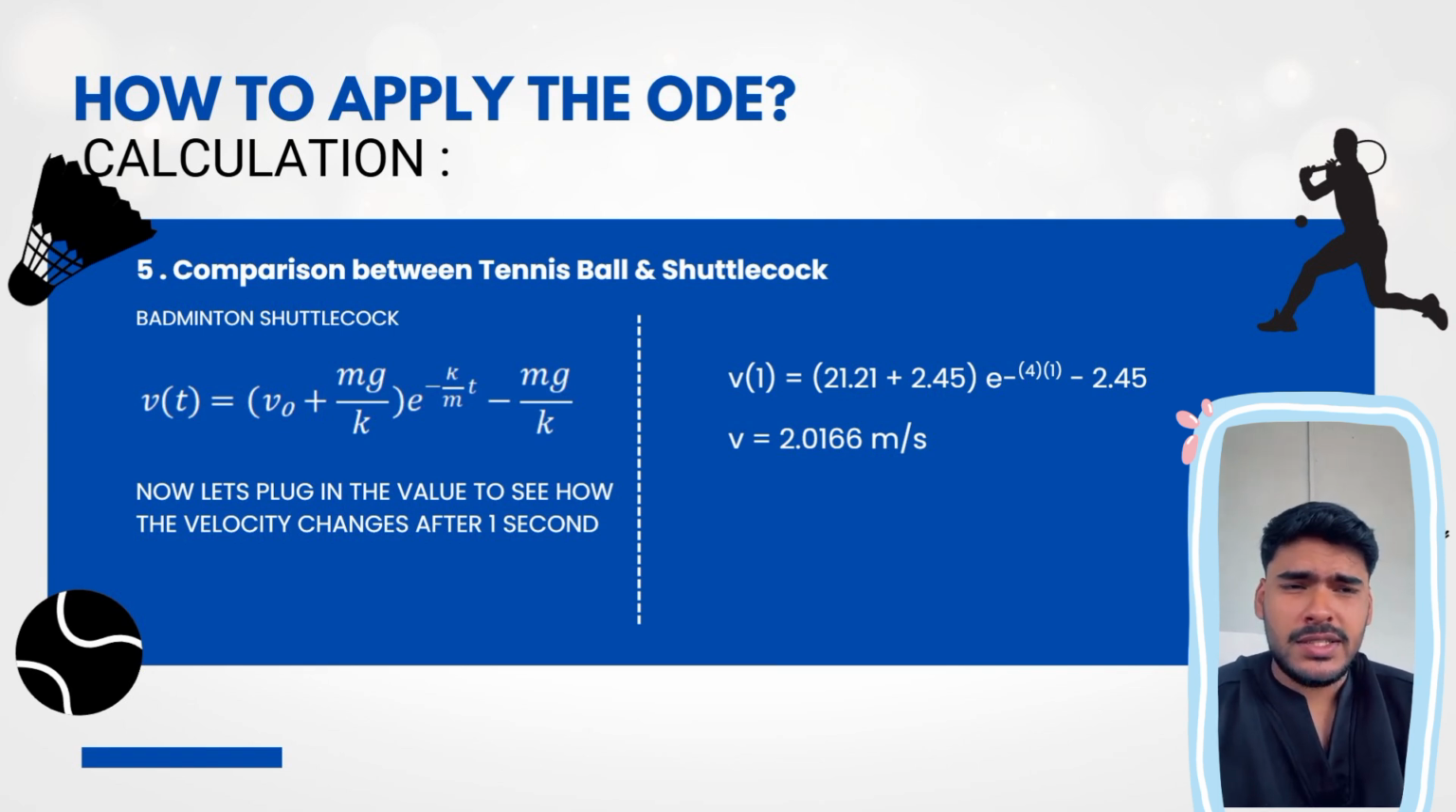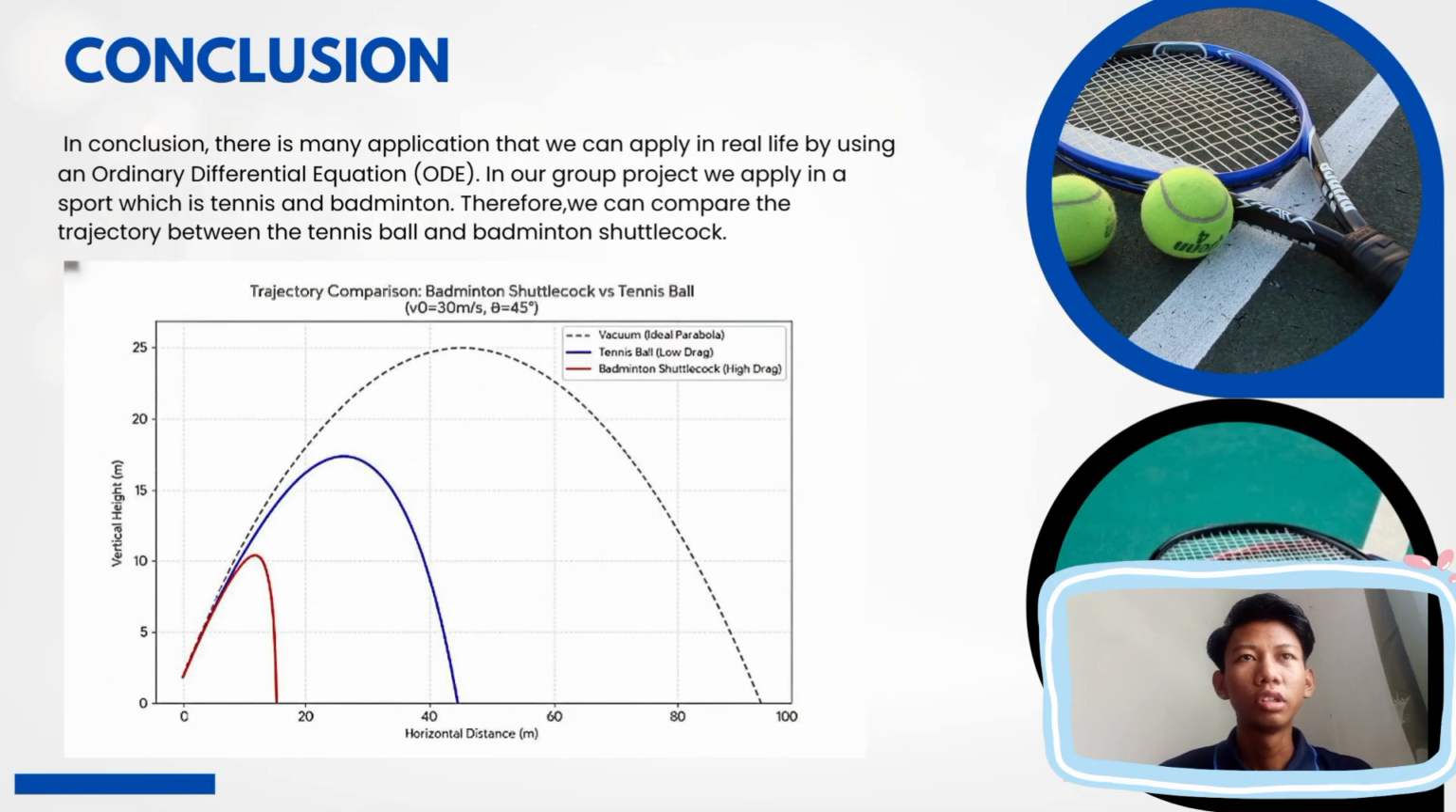So we can see there are big differences in the changes of the velocity after 1 second for both the tennis ball and the badminton shuttlecock. So for the conclusion, there are many applications that we can apply in real life by using an ordinary differential equation, which is ODE. So in our group project, we apply the ODE in sports, which are tennis and badminton. So based on our graph, we can compare the trajectory between the tennis ball and the badminton shuttlecock.